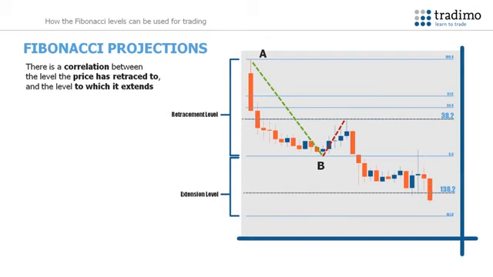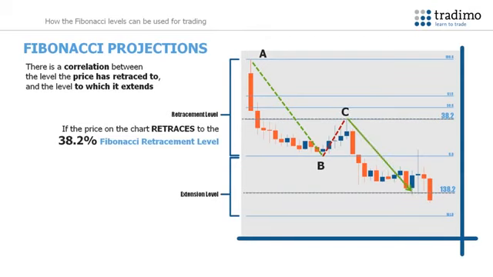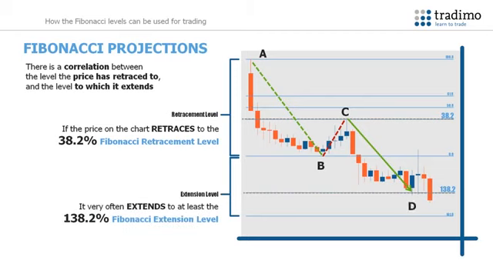Likewise, it has been observed that more often than not, when the price retraces to the 38.2% level, the price will reach the 138.2% extension level, when the market is in a confirmed trend.